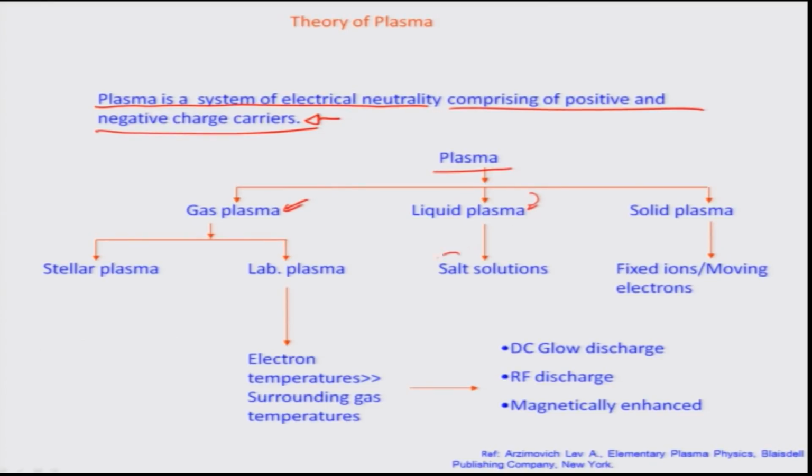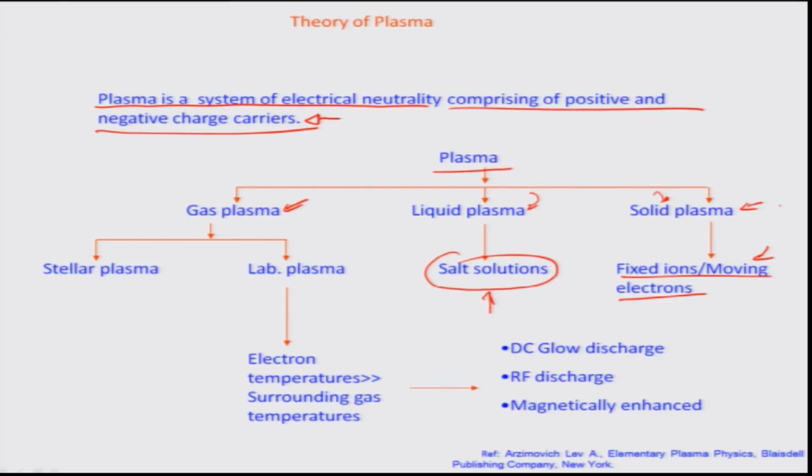In liquids, for example, salt solutions are very good examples of plasmas. Even our blood plasma is a sort of plasma. There are a lot of positive and negative ions within the plasma part of our blood. And then there are solid plasmas, which are in terms of fixed ions and moving electrons. The whole semiconductor area is comprised of solid plasmas.